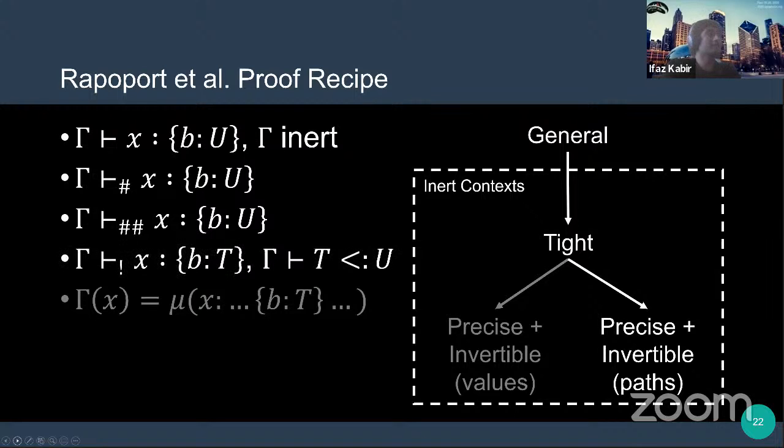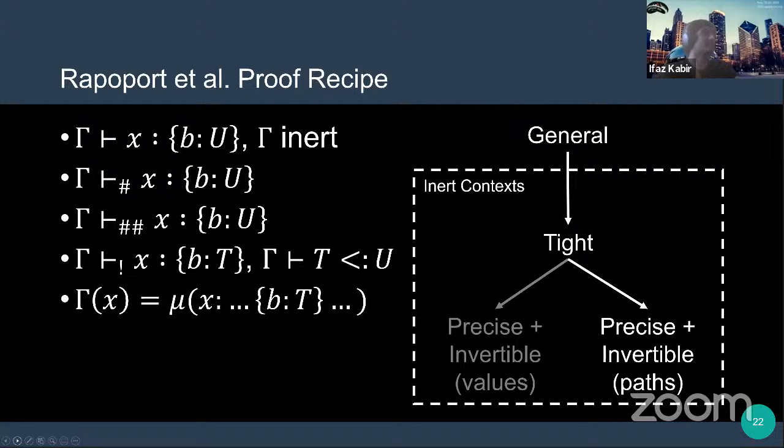And again, because we're in an inert context, we know that X also has this precise type, where some of the types might be a little more precise. So you'll see that we changed from B having a type U to B having a more precise type T, where T is a subtype of U. And by inverting precise typing, we know that X has to have this recursive object type, where B is a field inside this object. So that's one half of the proof recipe.